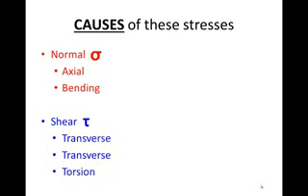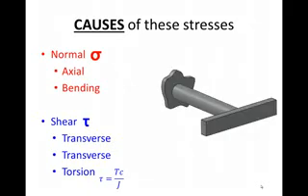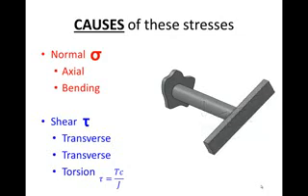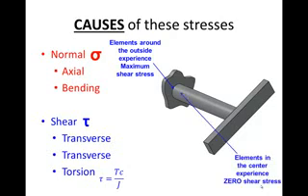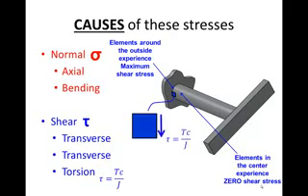The third cause of shear stress is torsion. We calculate that with the equation Tc over J. Here's an example. If I were to load this beam in this direction, it would twist, causing torsion, and the elements around the outside of the beam would experience the maximum shear stress due to torsion, while the elements in the center would experience no shear stress. For instance, this element on the outside perimeter would experience maximum torsion, and we would draw it this direction and calculate it with Tc over J.